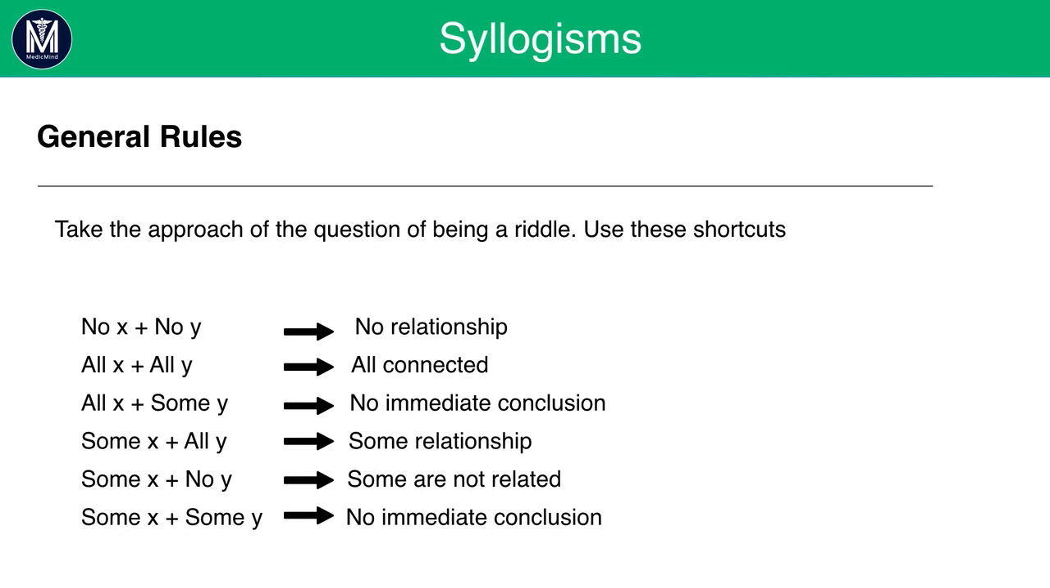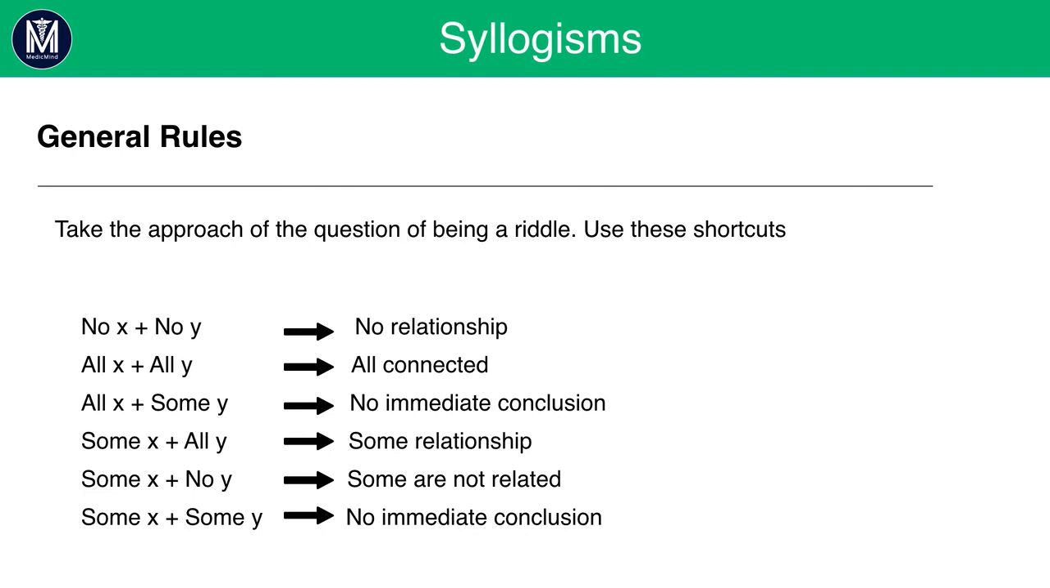If you see no x or no y, there's no relationship at all. If you see all x or all y, again, they should all be connected. If you see all x and some y, there is no immediate conclusion. This means that straight away you can't tell for sure that there is an answer. You may need to draw a Venn diagram. There is some x plus all y. There will be some relationship. So again, worth drawing a Venn diagram there.